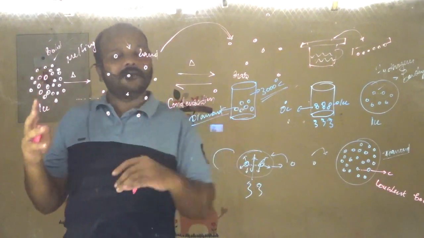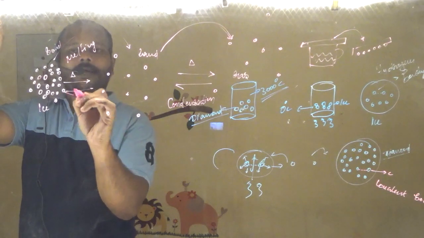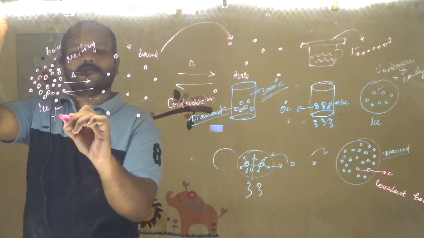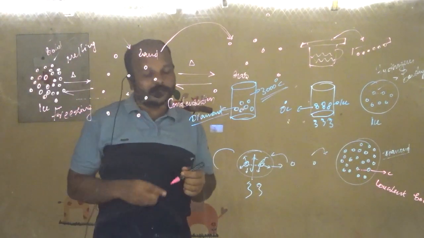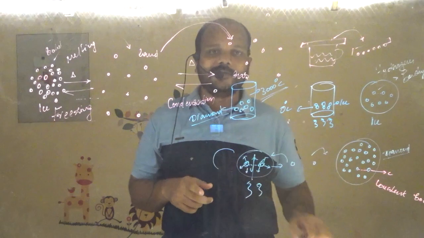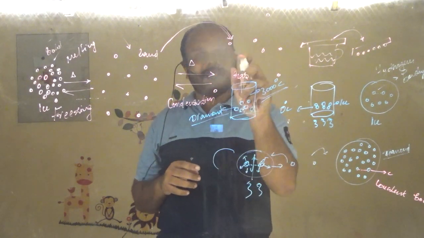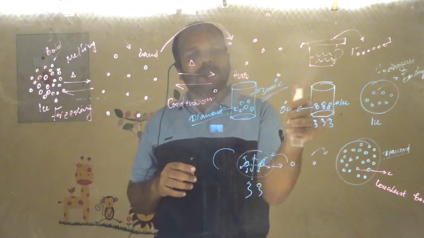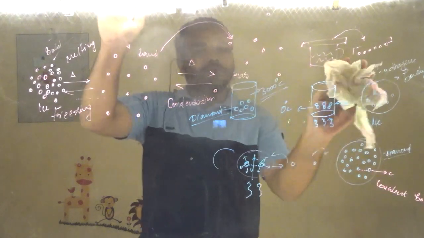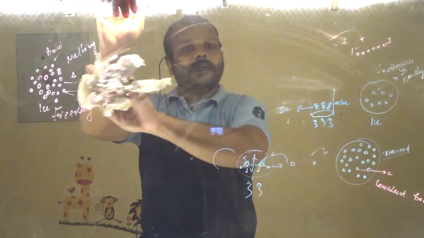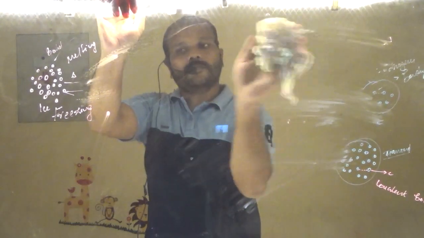Again, if you cool the liquid, it will come back to the solid state. We call it freezing. So these changes are reversible. If you just reverse the changes, if you decrease the temperature, whatever changes happened will come back to the older form, the previous form.